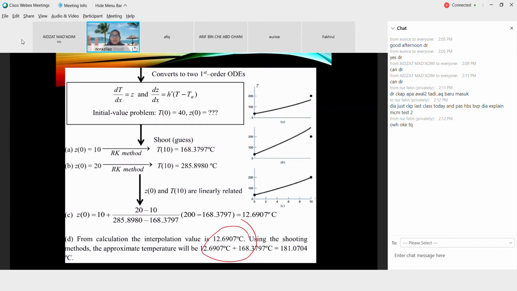Anyhow, don't worry. The shooting method needs a very long process, so for your test, it actually consumes time. So usually we do not test students with the shooting method. We just want students to know what the alternative method is. If we do not use the finite difference method, we can use the shooting method. Any question regarding the shooting method?